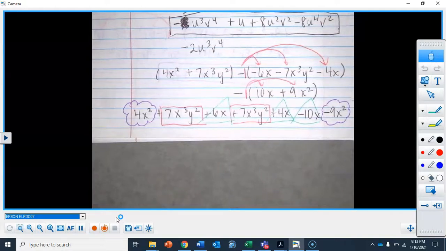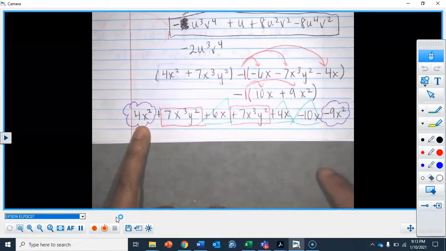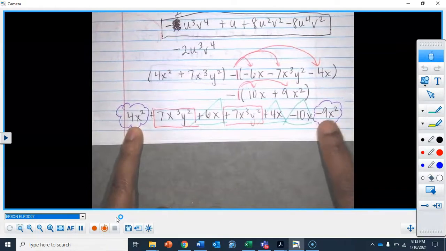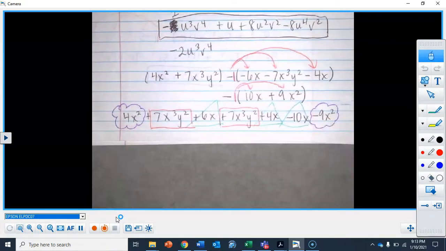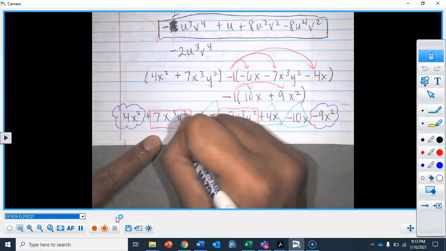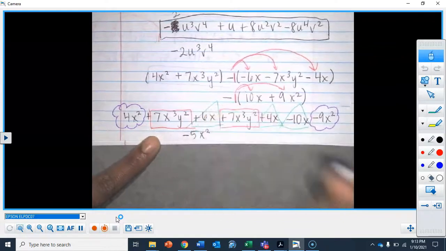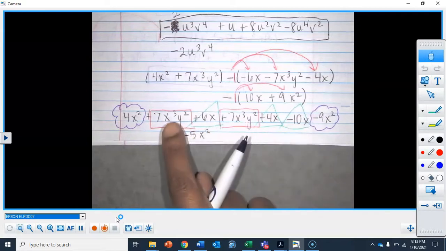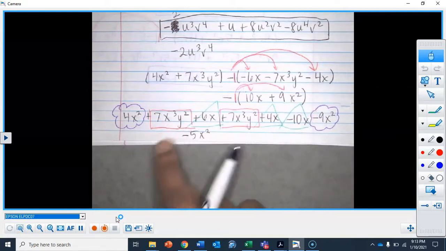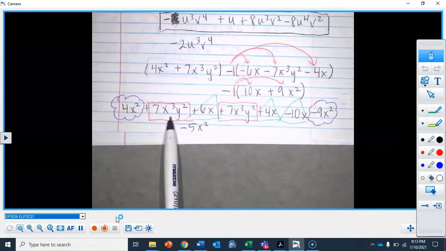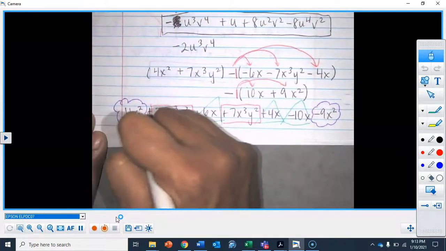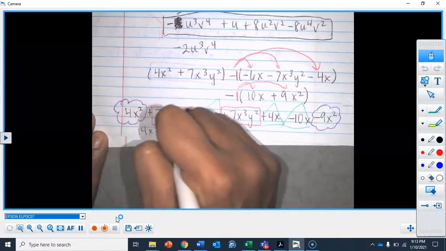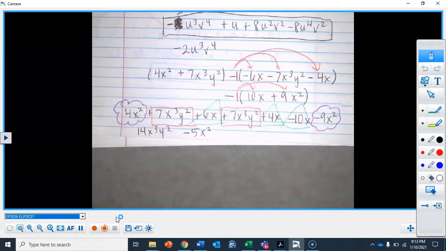So let's combine our purple clouds. So again, we're doing the rule of integers. 4 minus 9 is -5x squared. So I'm going to squeeze this in, -5x squared. Right now, I'm not going to worry about the order, okay? But again, x comes before y, and x to the third power would have actually been the term to put in the front. I'll go ahead and fix it. Okay, here, this is 14x cubed y squared minus 5x squared.